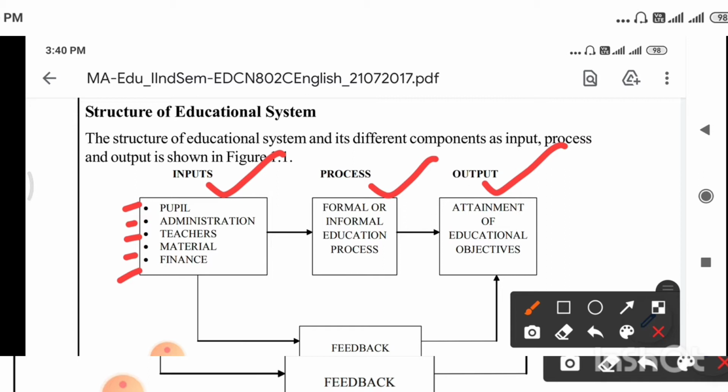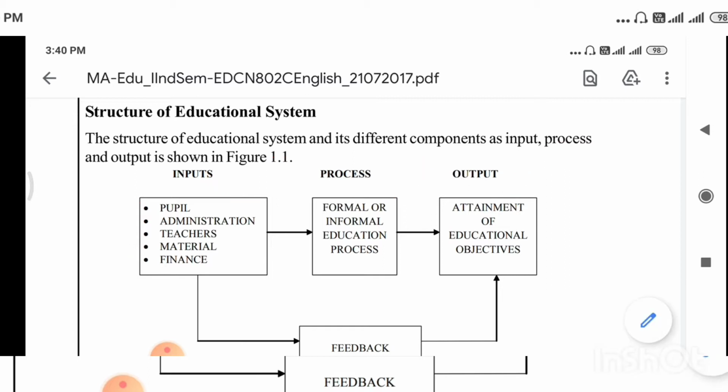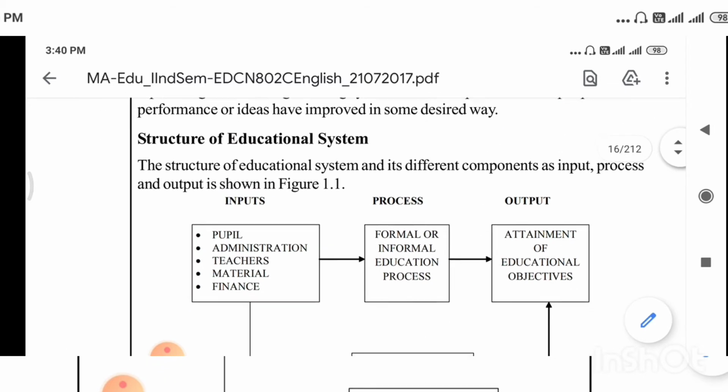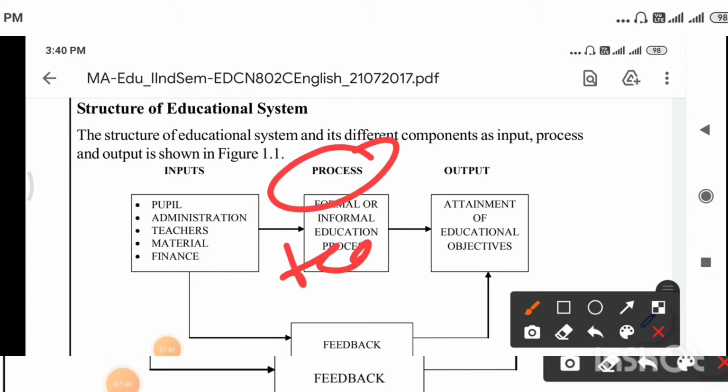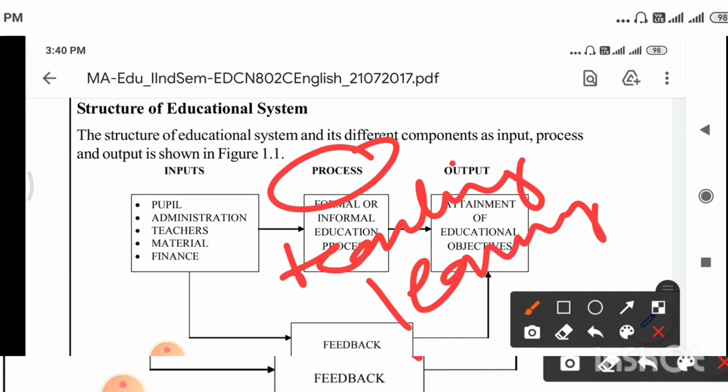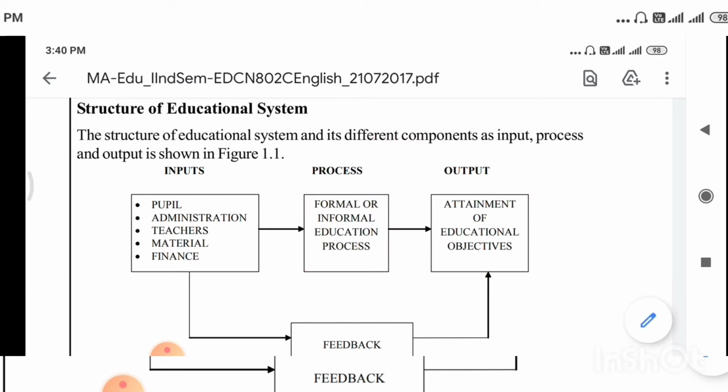And when we talk about the process, what is this process? The process is your teaching learning. So all these things, pupil, administration, teachers, material, finance, we put in a process. We put them in a school, we put them in a university, college, whatever.